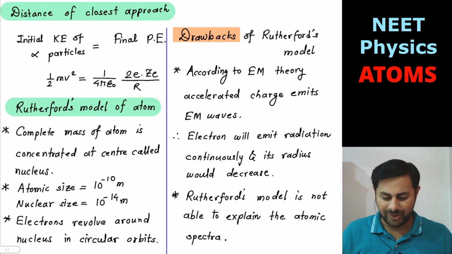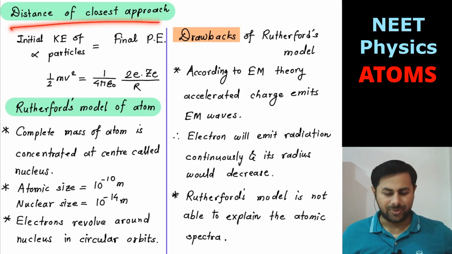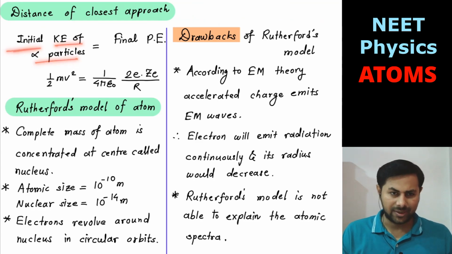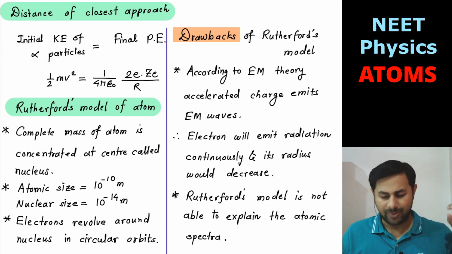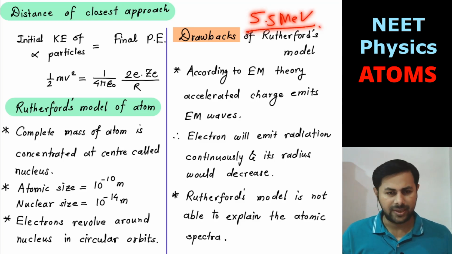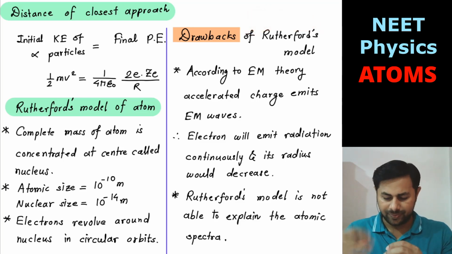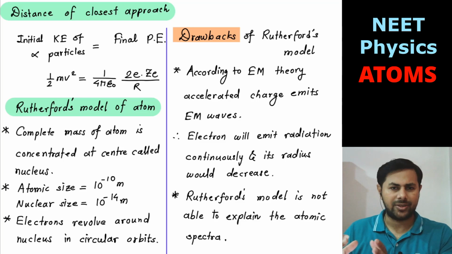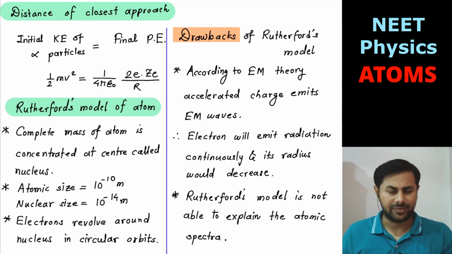Now what would be the distance of closest approach? There is some initial kinetic energy of alpha particles. Alpha particles are shot with some kinetic energy, that is 5.5 mega electron volts, and then they arrive close to the gold nucleus, so there would be a repulsion between them. The gold nucleus opposes the alpha particles, therefore this kinetic energy gets converted to potential energy.